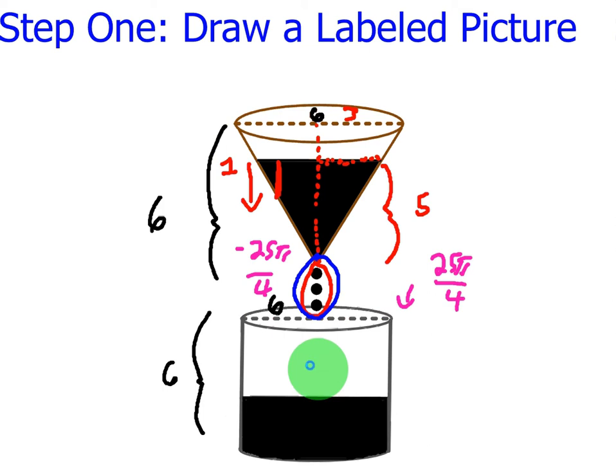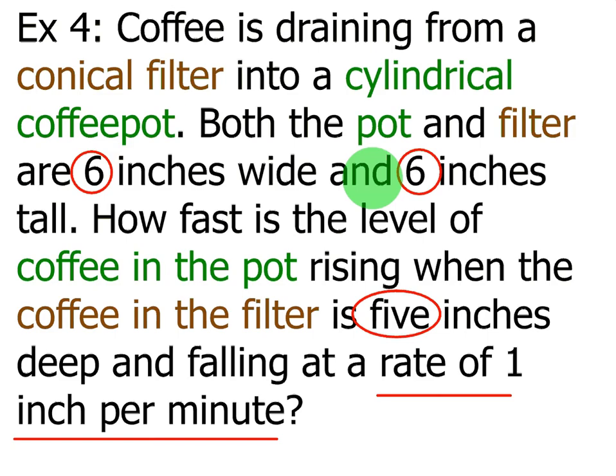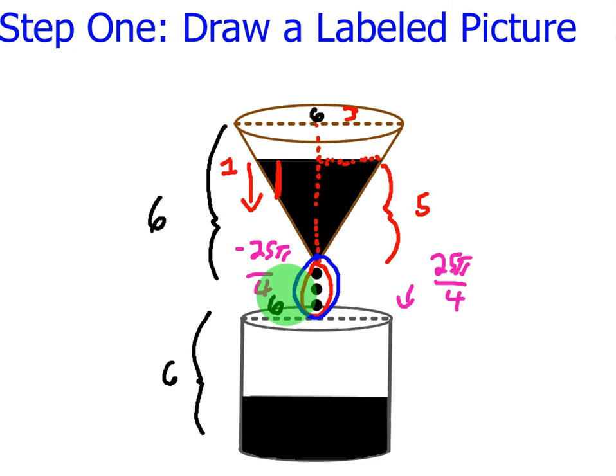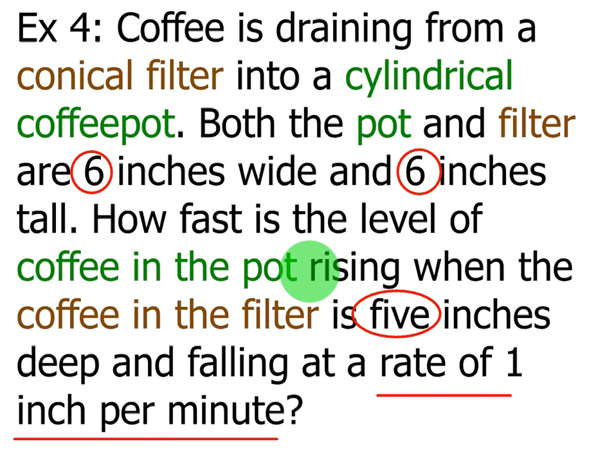Okay. So let's read a couple more things here. How fast is the coffee in the pot rising? So we are ultimately interested in the rate at which this is going up. Okay. Now, actually, it will change. No, I kind of misspoke earlier. The rate at which this is going up will change just because it's coming from this conical filter.